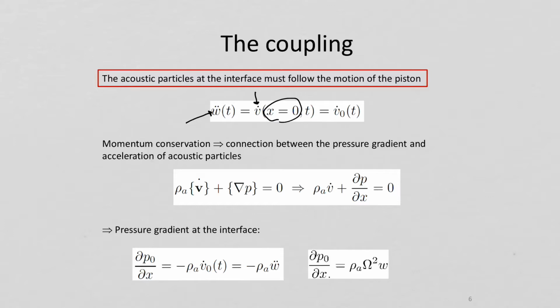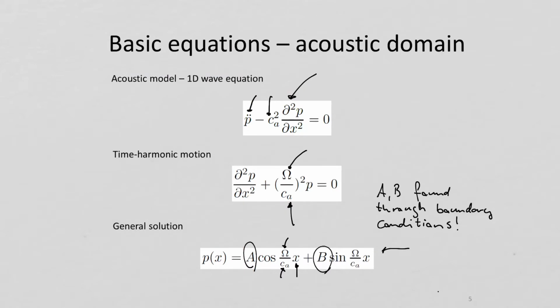And we will use this short notation, v naught dot, to express the velocity differentiated with respect to time at the position of the mass. So this gives us a connection between the acceleration and the velocity of the fluid particles. However, as we see here, in our acoustic equation, we don't have the velocity present.